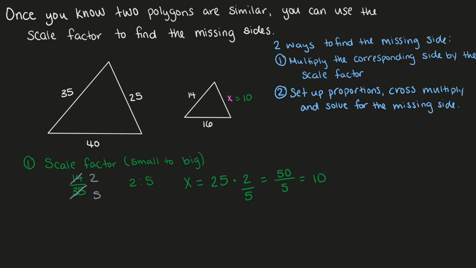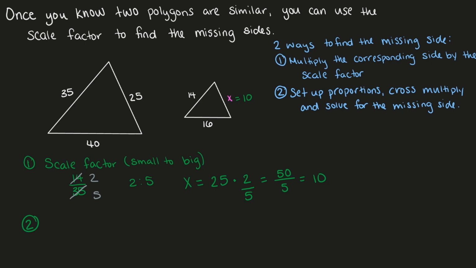One trick you can use is that when you have a fractional scale factor that's small to big, for every side on our big triangle, 2/5 of that is our smaller triangle. And if it's the reverse, 5 over 2, because it's more than 1, for every side on our smaller triangle, 5/2 of that is going to equal the length of our bigger triangle. And we can verify this using proportions. We'll set up proportions with corresponding sides, cross multiply, and solve for x.